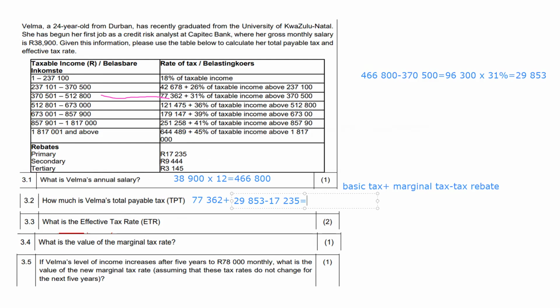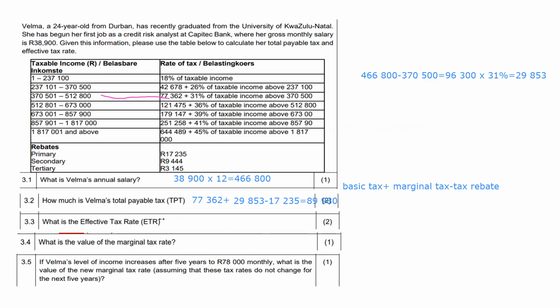So now you just say 77,362 plus 29,853 minus 17,235, and you get 89,980. This is the total tax that is here. And then they're asking what the effective tax rate is.